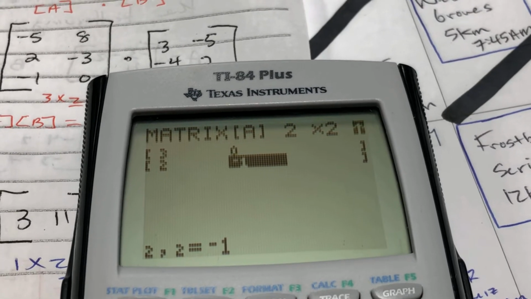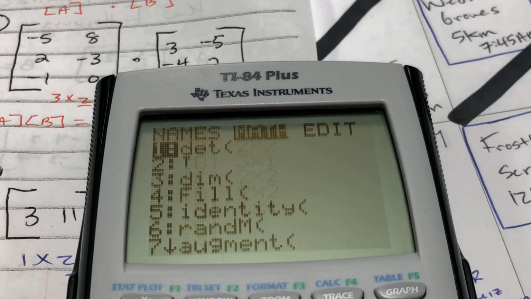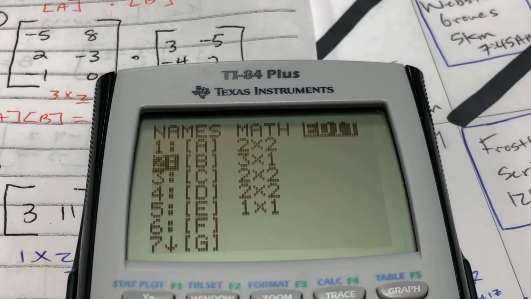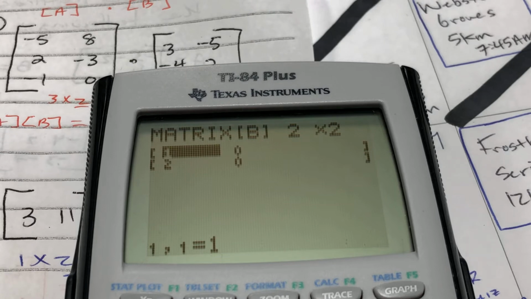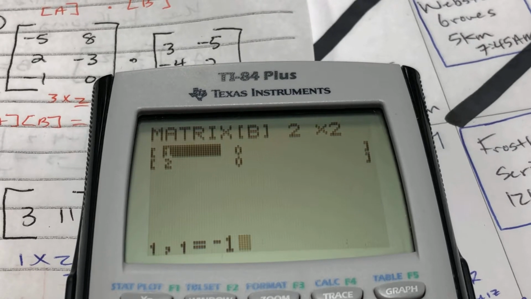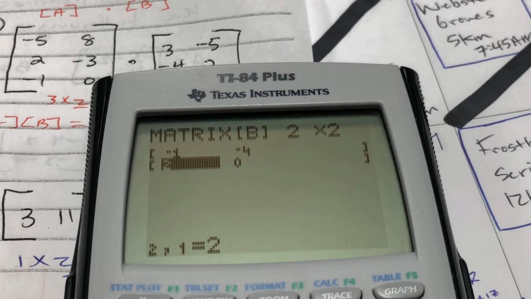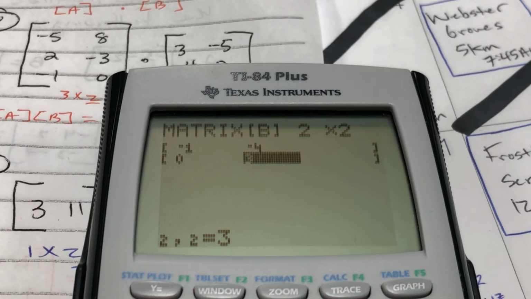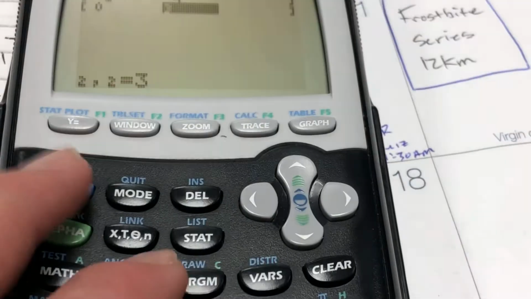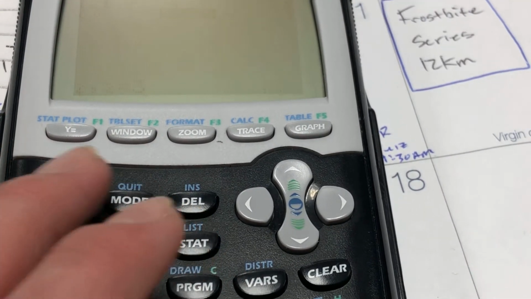Then I hit second, x to the negative first again, go over to edit, down to B, hit enter, 2, enter, 2, enter. -1, enter, -4, enter, 0, enter, 3, enter. Anytime you're done editing a matrix, you hit second mode, right there, second mode.